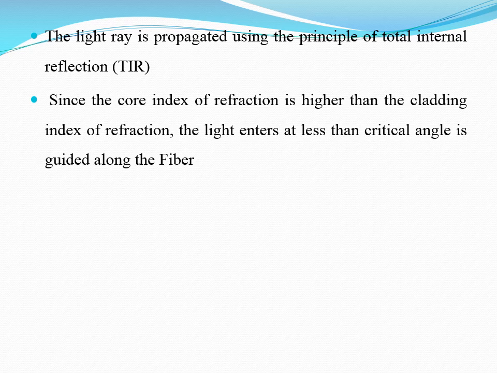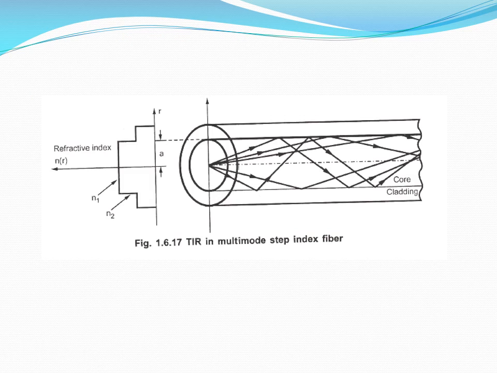Then the core index of refraction is higher than the cladding index of refraction. This is the known one, n1 greater than n2, so that the light enters at an angle lesser than the critical angle, so that the light can be easily guided into the optical fiber. So this is the total internal reflection in the multimode step index fiber. N1 is the refractive index of the core, N2 is the refractive index of the cladding, and N of R is the refractive index at a radial distance from the core to the cladding.